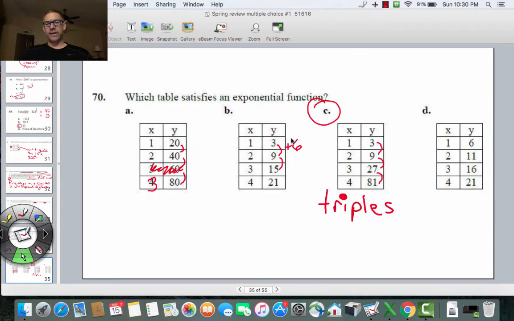When you look at these tables, the 3 other ones are growing linearly because it's growing at a constant amount. This one is 3 to 9, it's going up by 6, 9 to 15, going up by 6. These other ones, this one's going up by 5. This is the only one where you're having to multiply by a number. So you're having to multiply by 3, so it's tripling.